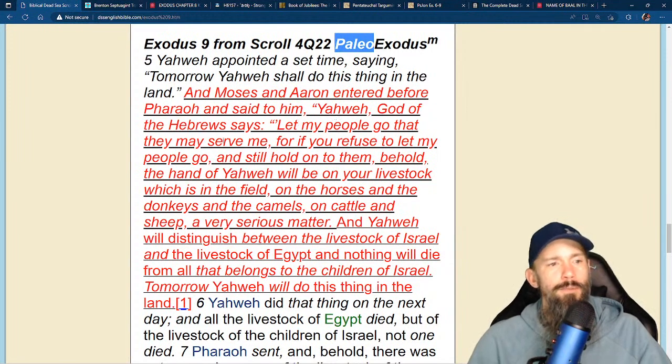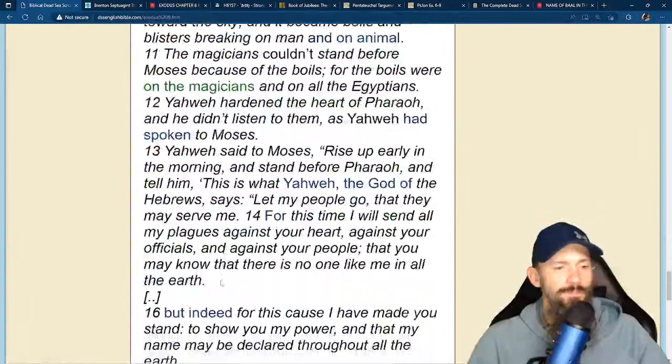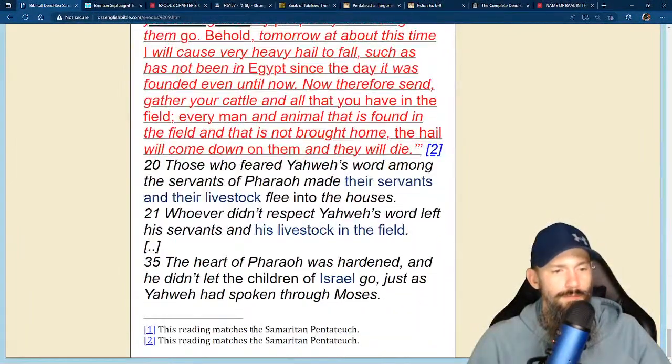For if you refuse to let my people go, and still hold on to them, behold, the hand of Yahuwah will be on your livestock which is in the field, and on the horses, and the donkeys, and the camels, on the cattle, and sheep, a very serious matter. And Yahuwah will distinguish between the livestock of Israel and the livestock of Egypt, and nothing will die from all that belongs to the children of Israel. Tomorrow Yahuwah will do this thing in the land. 1. Reading matches the Samaritan Pentateuch.